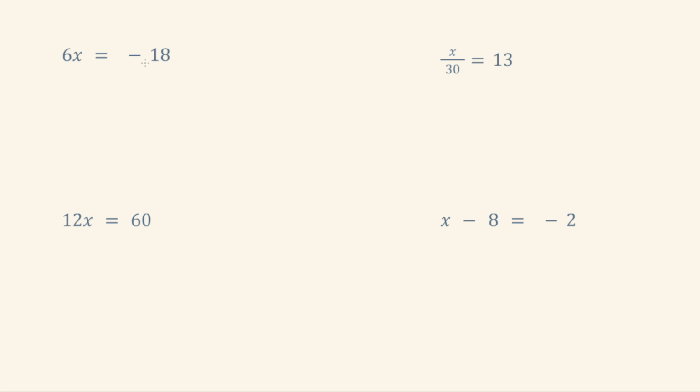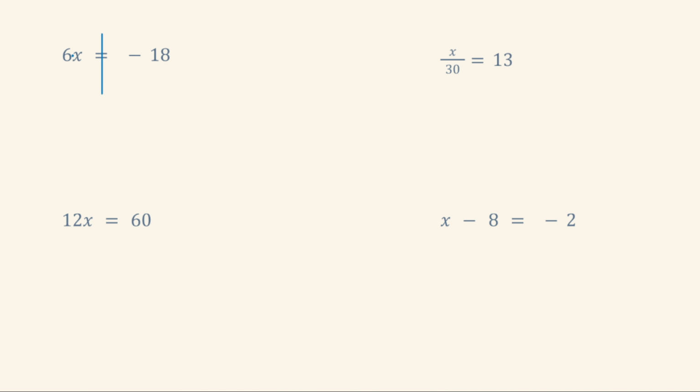Now, 6x is equal to minus 18. I'm going to draw a little line here just to separate these two sides of the equation. Okay, so 6x, what's going on here? We've got a number and a variable. I don't have an operation written here. I don't have a plus, minus, divide, multiply. Okay, it's just a 6 and then x. They're kind of glued together. What that means, once again, is they're being multiplied together.